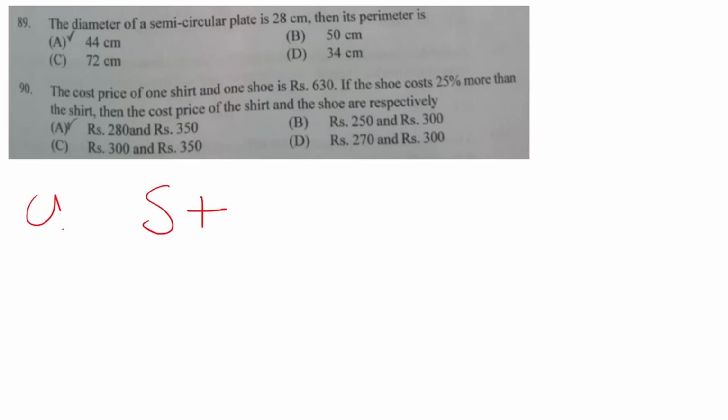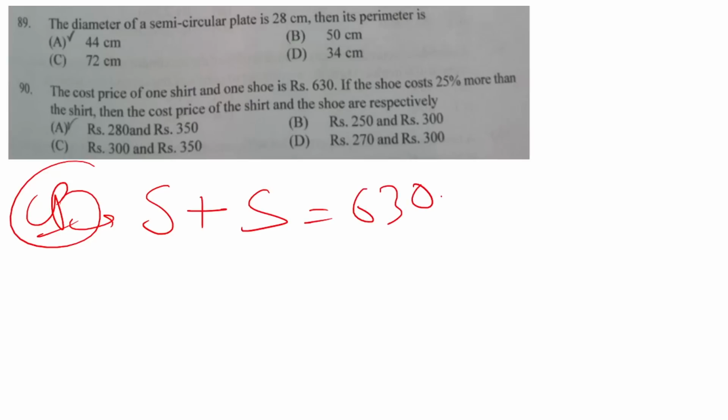Question number 90. The cost price of one shirt and one shoe is 1,360 rupees. If the shoe costs 25% more than the shirt, let the shirt cost s.